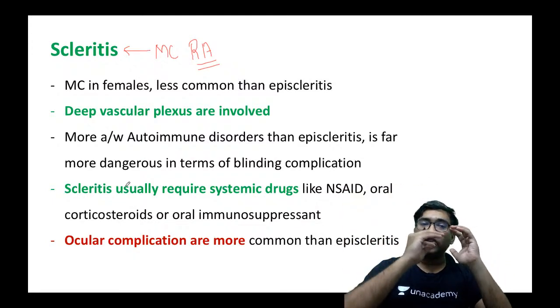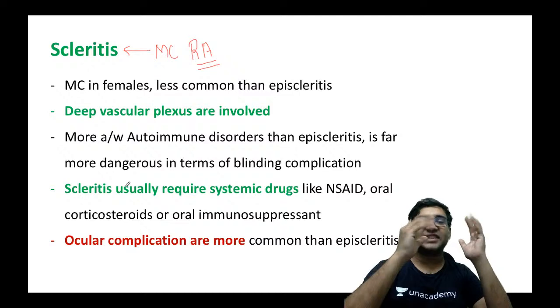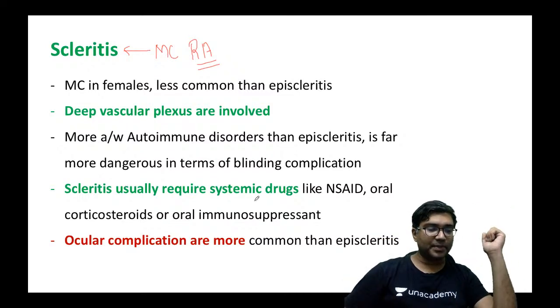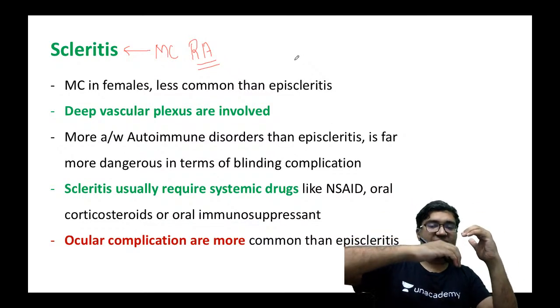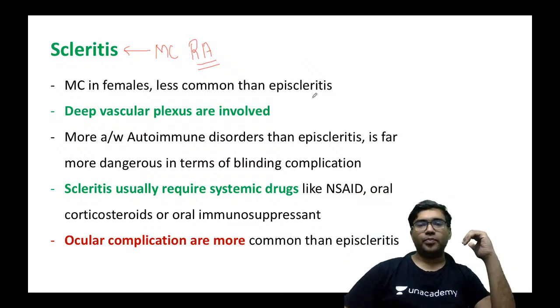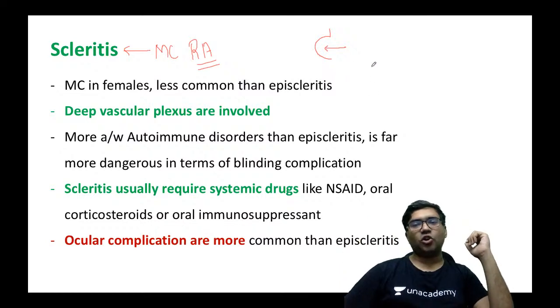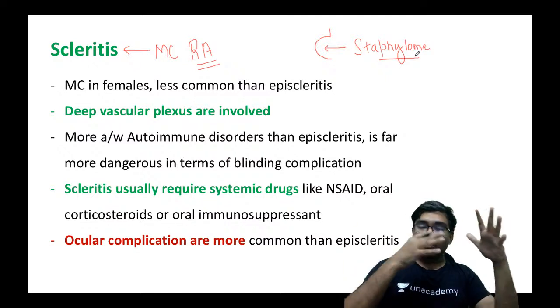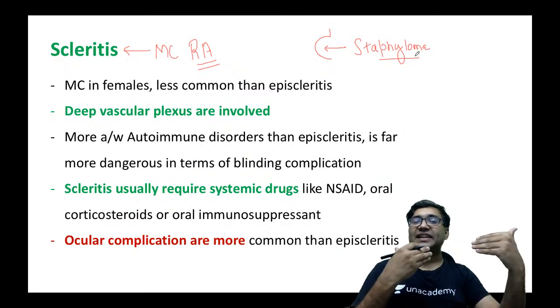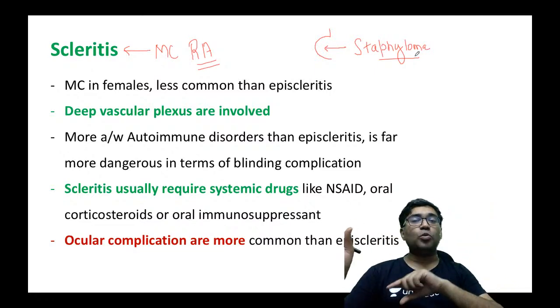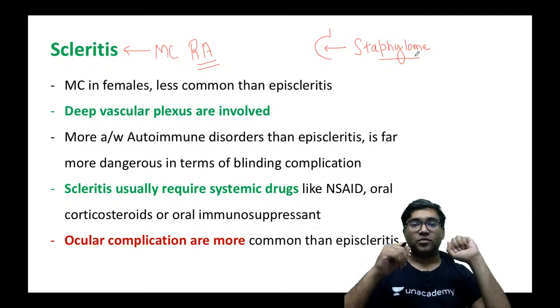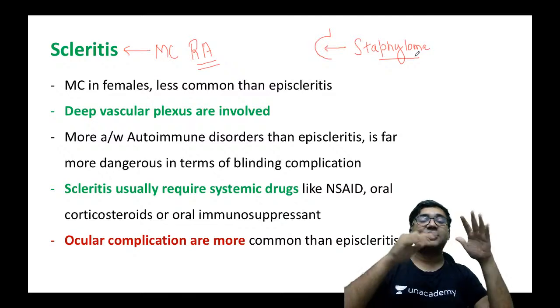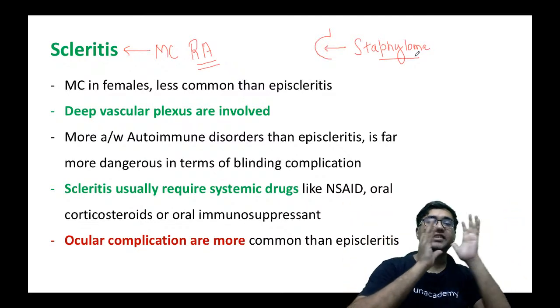If the uveal tissue protrudes from the sclera, what is this condition called? Can you tell, Dr. Preet, Dr. Anurag? Have you heard the name of the term? Staphyloma. So as a complication of scleritis, a staphyloma can also develop. That's why scleritis is a more significant disease and it needs treatment.